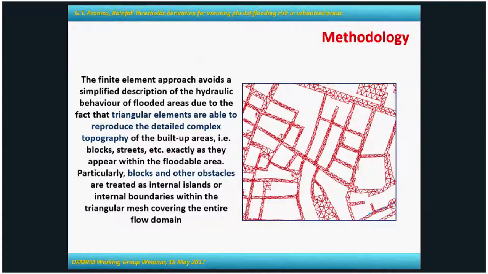And this is, of course, connected with a very robust resolution of the equation. We can have very important information like velocity and water depth at each node of the mesh. So you need very detailed spatially distributed information.